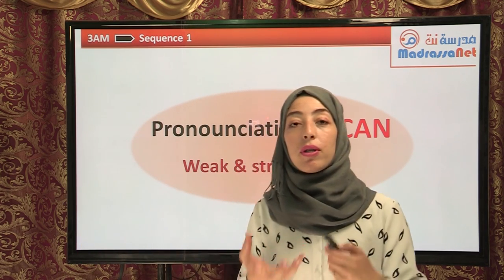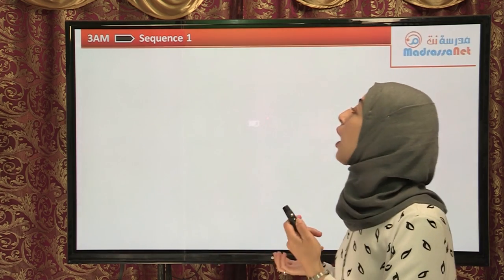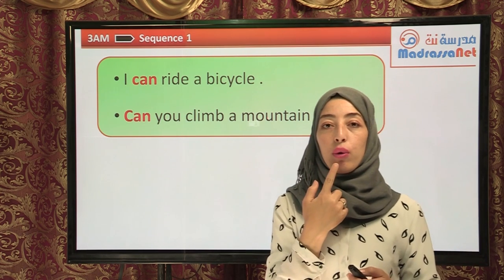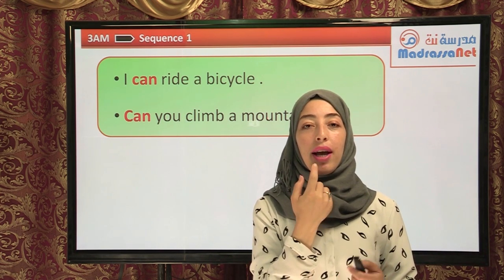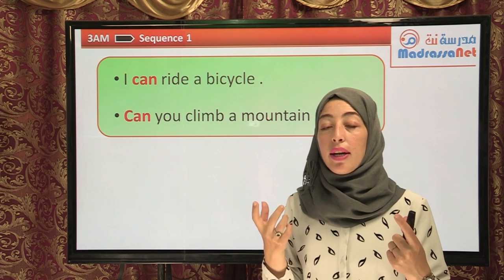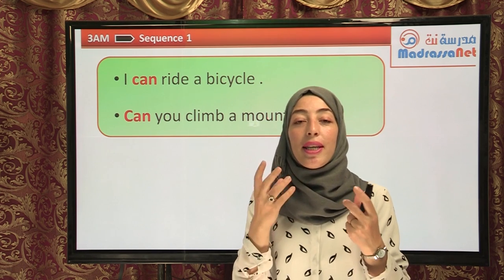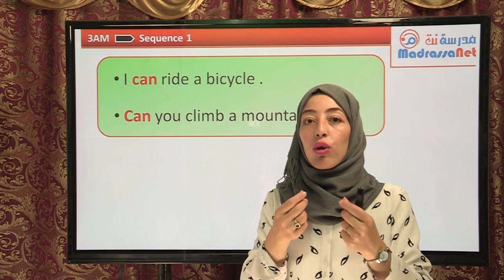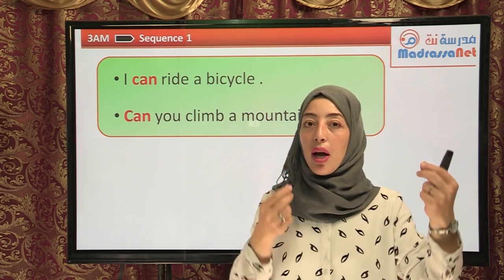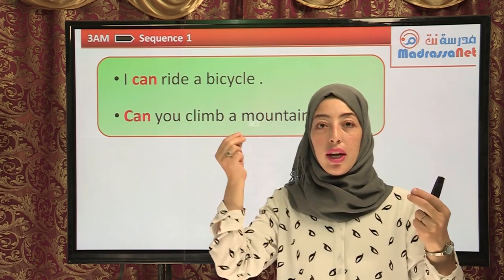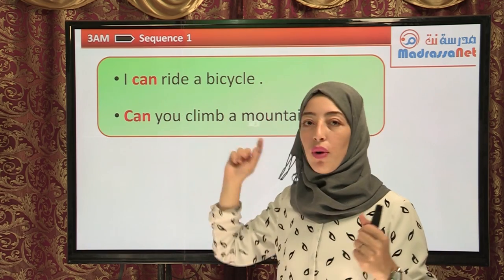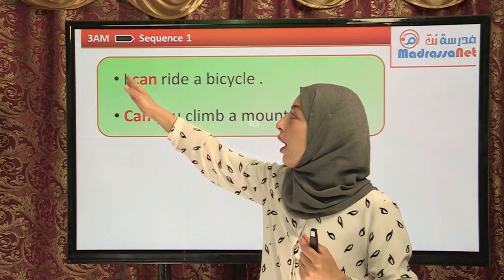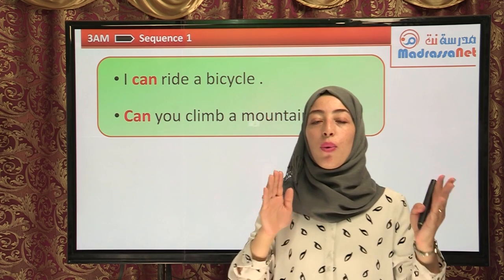Let's take these examples and we will explain. I will explain to you how to pronounce it. Follow with me. I can ride a bicycle. I did not stress the word can in this case. I pronounced it weakly and linked it to the word before it, I, and the word after it, ride. I can ride a bicycle. I can. I did not leave a gap between I and can.